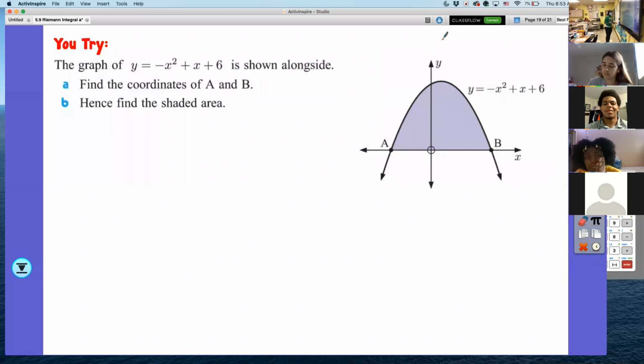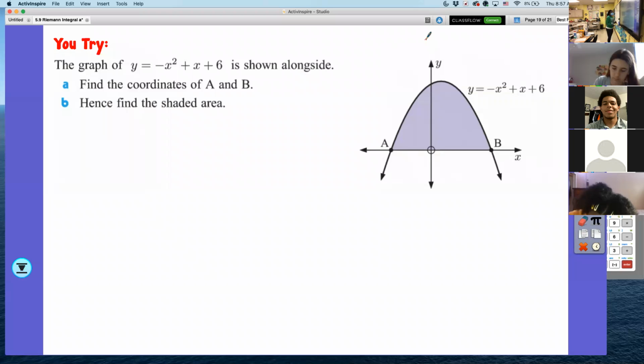Okay, I want you to give this one a try on your own. You have the function y equals negative x squared plus x plus 6 that's shown to you. As you can see, the shaded area is underneath the curve from A to B. You have to write down the coordinates of A and B. Why do you think those are important? They're your upper and lower bound, so we definitely need those values. And then I want you to find the shaded area. You can do it by hand if you like, but you do have the method of using your calculator. So go ahead and do this one.